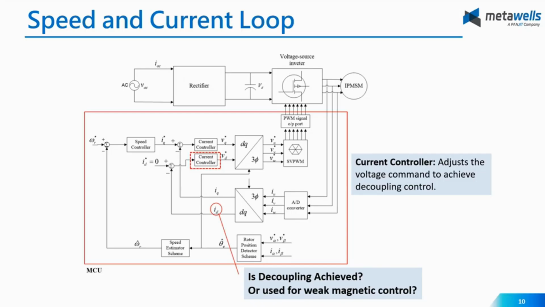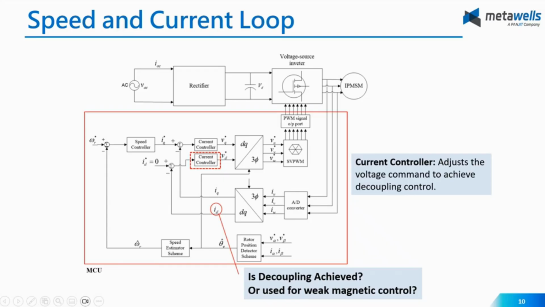Okay, and we talk a lot about a concept, decoupling control. So the current control adjusts voltage to decouple ID and IQ effects, ensuring IQ controls torque independently of flux changes.